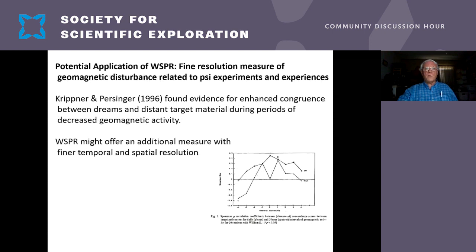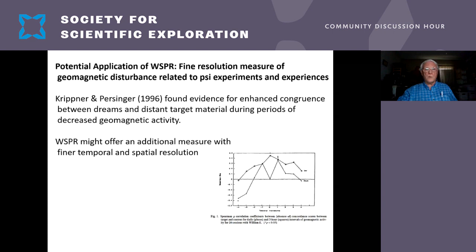And another one, again, is fine resolution measurements of geomagnetic disturbance related to psi experiments and experiences. A lot of this work had been done by Michael Persinger, and then Krippner and Persinger found evidence for enhanced congruence between dreams and distant target material during periods of decreased geomagnetic activity. In other words, when the geomagnetic field is quiet, not only is that generally good for radio propagation, but it seems good for psi propagation too, whatever that might be. So again, here we have a measure with finer temporal and spatial resolution. None of this has been applied yet, but the opportunity is there.